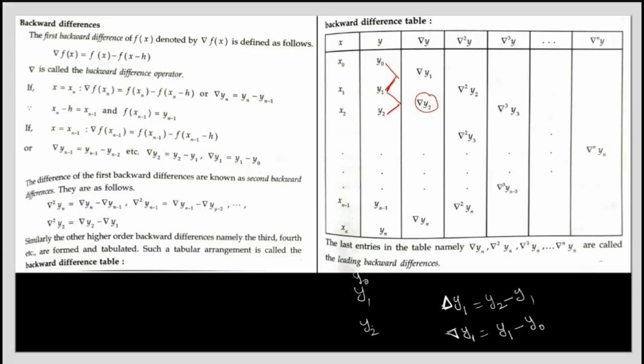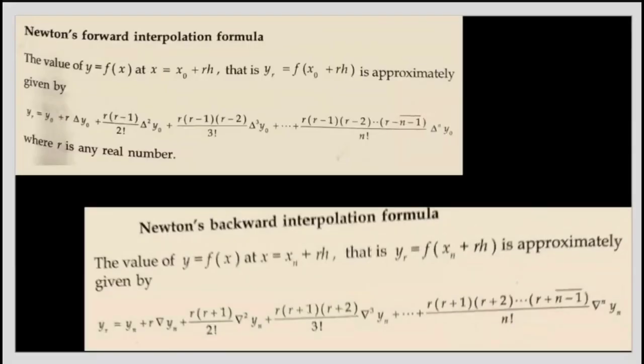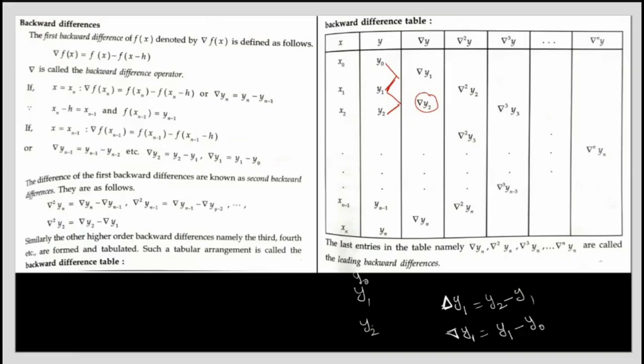So while taking an example, we'll come to know. Next, we'll go for interpolation formulas. We use interpolation formulas when any value is missing in this table. Suppose yn minus 1 is missing. At that time, we'll make use of the interpolation formula. Interpolation formula is basically used to find the solution at an unknown value.